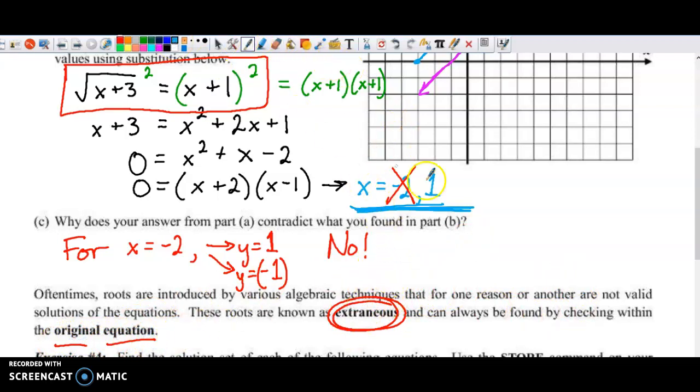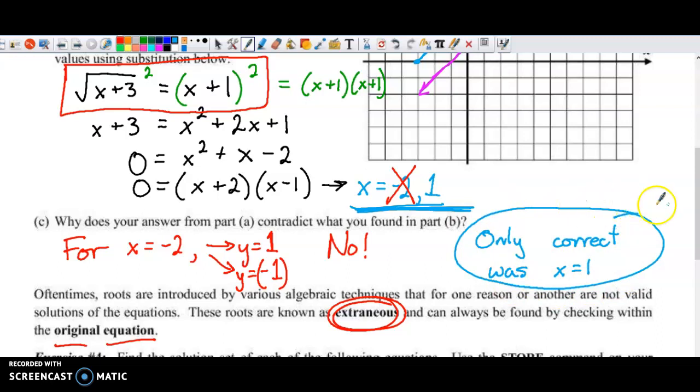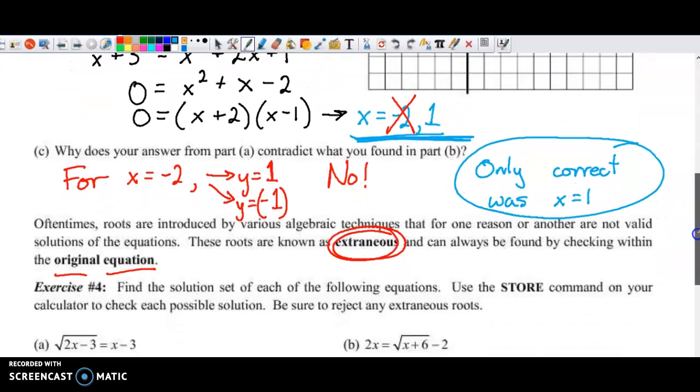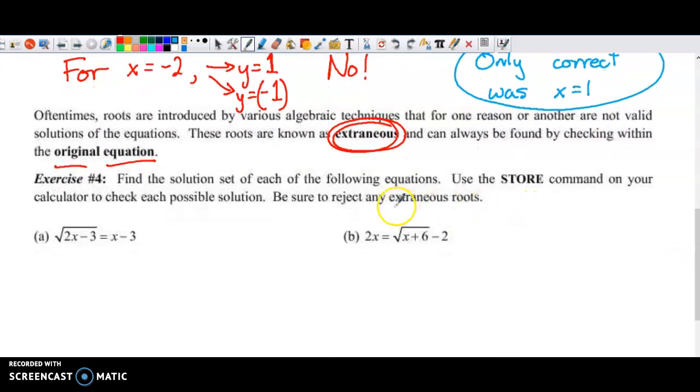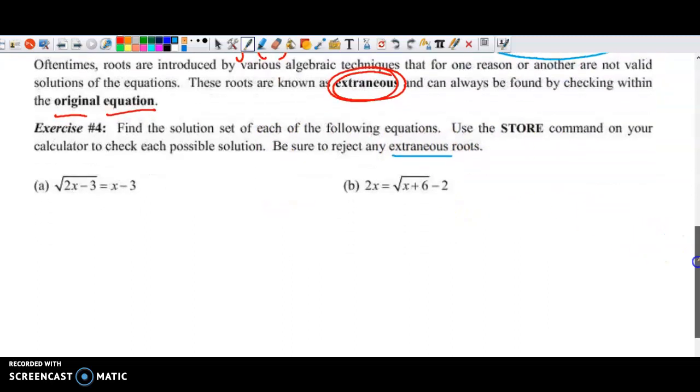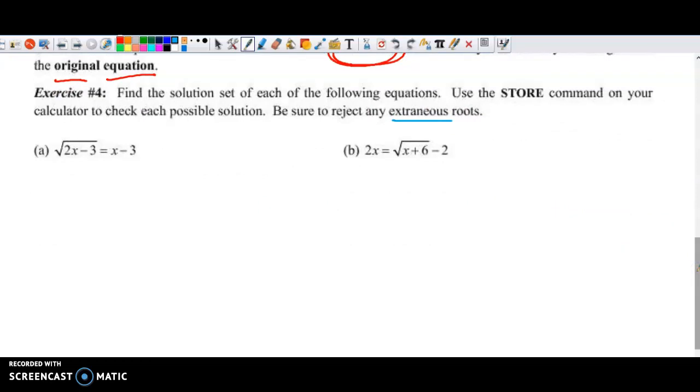The only correct answer, let me write it down, was x equals 1. And when we went back to the original problem, it still worked. We got y equals 2. So that's where we get this phrase where you want to check for extraneous solutions. We want to make sure our work is correct. So that's what we're doing on these last two problems.